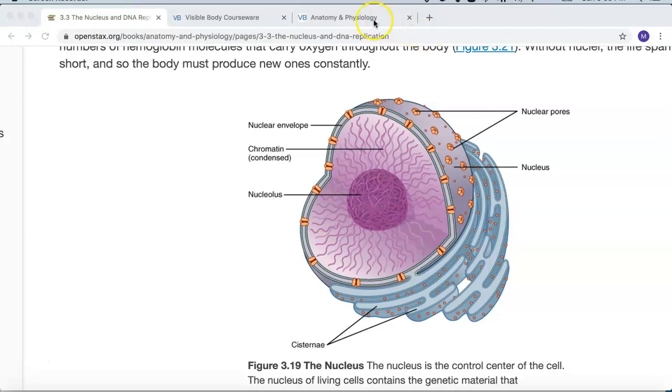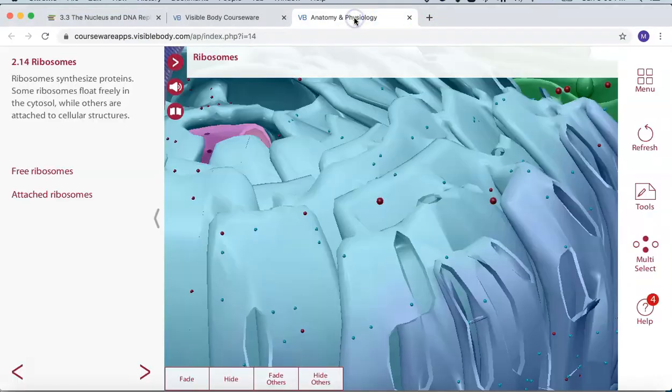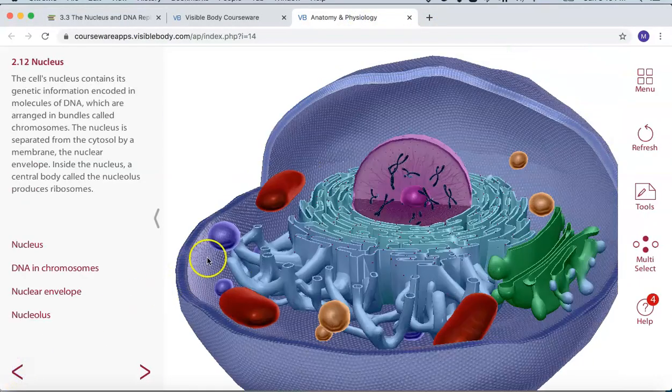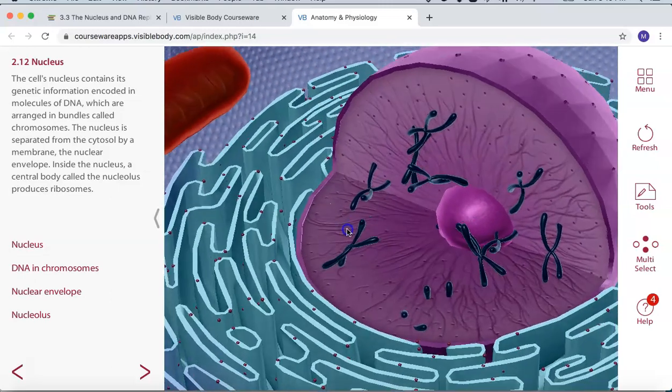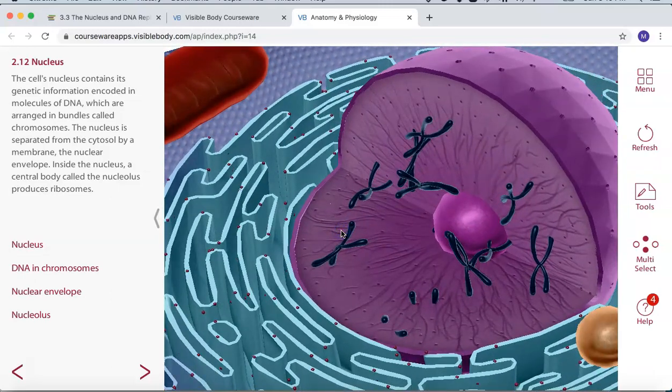What I want to do is jump over to Visible Body for a moment. In the Visible Body app, I want to show you a slightly different view of the nucleus. Let's open this up a little closer, zoom in, and take a look. What you see here are some of the chromatin bits that have not condensed yet.